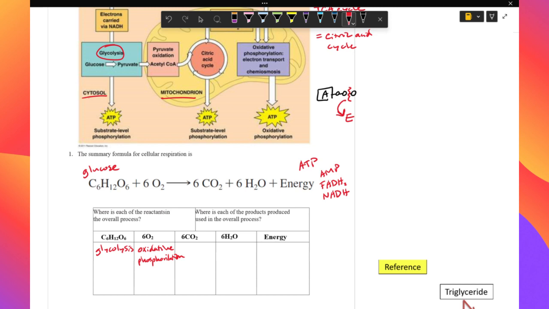CO2 shows up a couple of places. CO2 is a byproduct of the transformation of pyruvate to acetyl-CoA, in the conversion of pyruvate to acetyl coenzyme A.